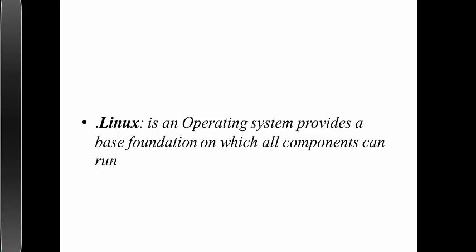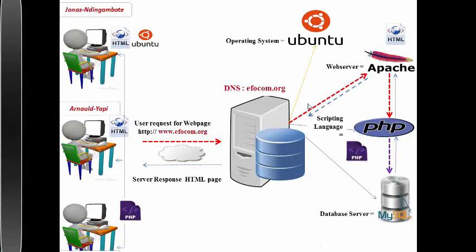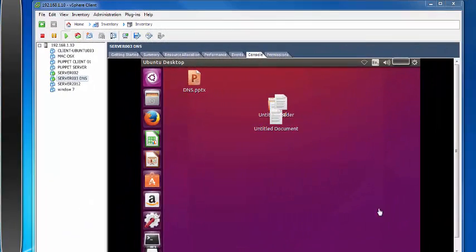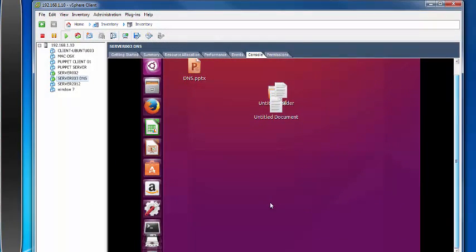Great, so let's move over to a picture again. So far we only have the operating system up and running. What we don't have is a web server, Apache, scripting language, PHP, and the database server, MySQL. Let's move over to Ubuntu server. Okay guys, it looks like we're good to go. Let's open up our terminal.